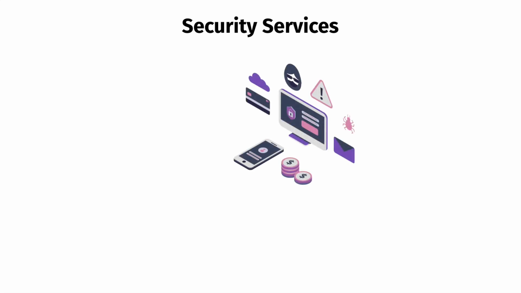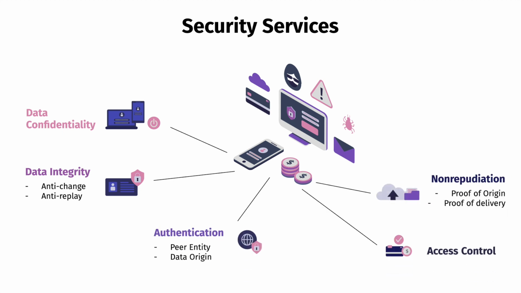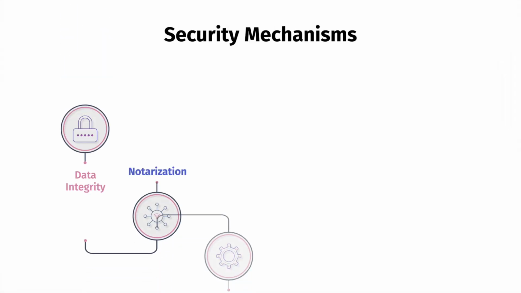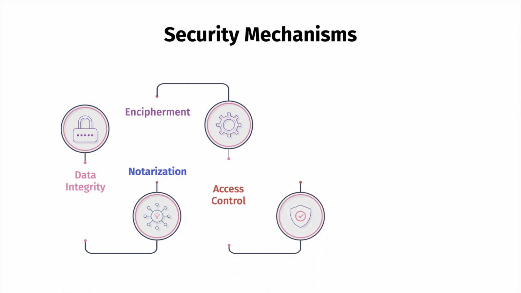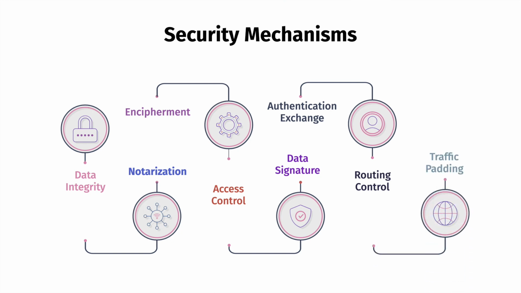A security service is a capability that supports one or many of the security goals. Data confidentiality, data integrity, authentication, access control and non-repudiation are used to achieve one or multiple goals in the CIA security goals. Data integrity, notarization, encipherment, access control, data signature, authentication exchange, routing control and traffic padding are some security mechanisms used to protect information against malicious attacks.